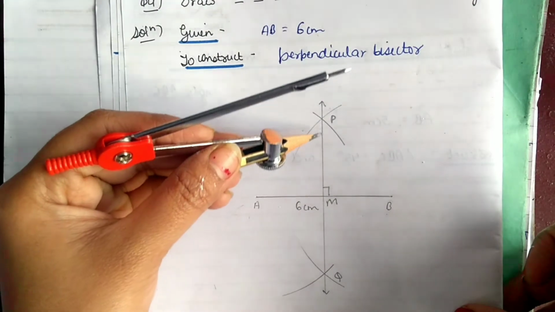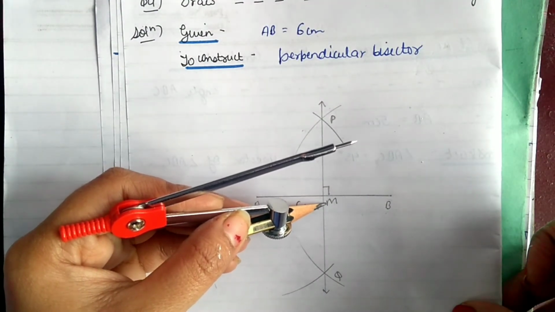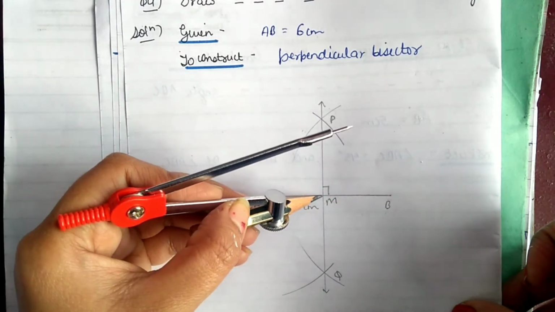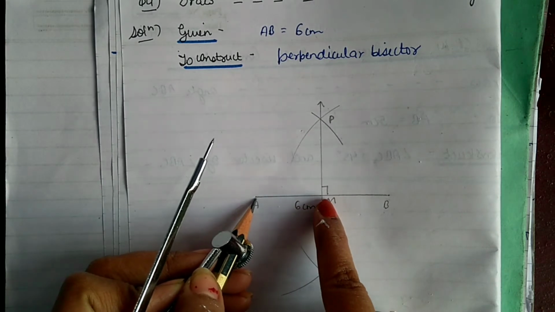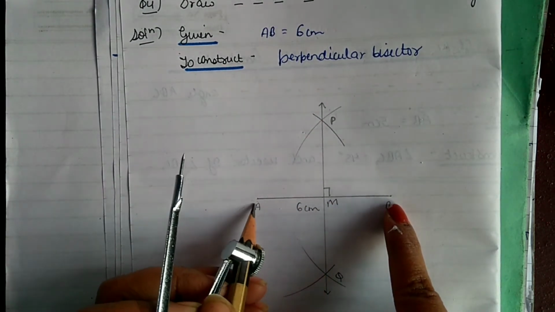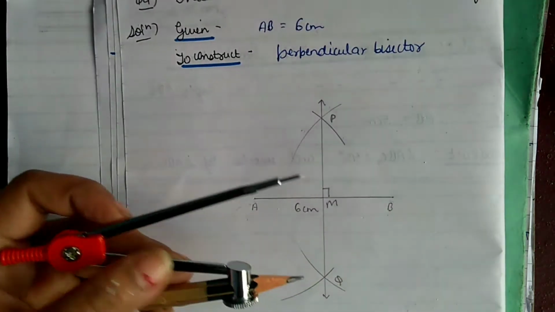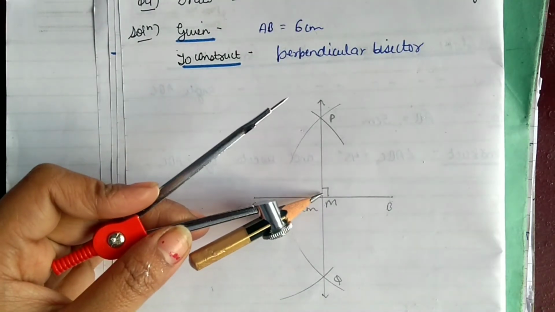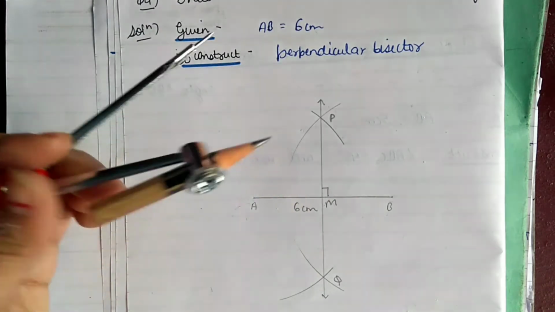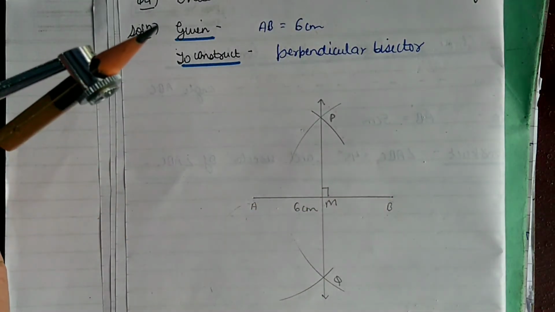Then you will join this line PQ and it will create a 90 degree at point M. This will intersect AB at this point, and the length of AM will be 3 centimeter, length of MB will be 3 centimeter. It means it will bisect the line AB into two equal parts. If after drawing this perpendicular bisector you can measure this angle, it will come as 90 degree, and you can measure the length of AM, it will become 3 centimeter. You can measure the length of MB, it will also come 3 centimeter.